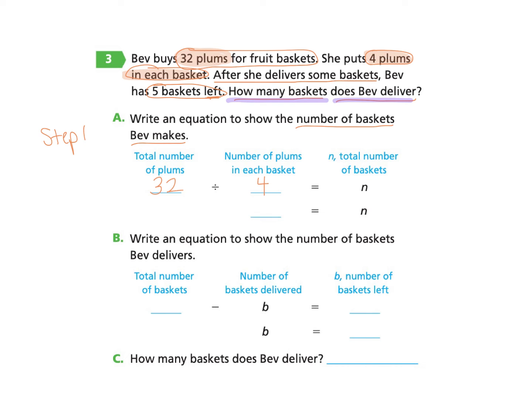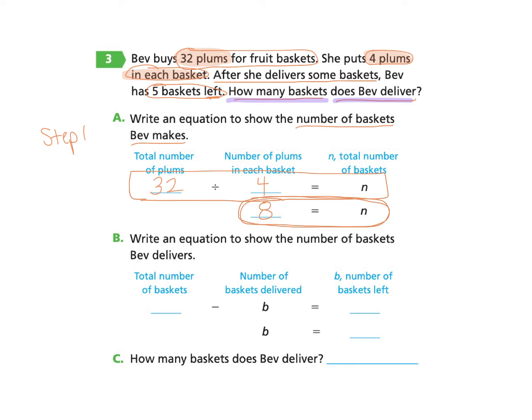We have created our division equation of 32 divided by 4 equals n, our unknown number of baskets. If you'd like to pause and do this division problem, you may. And when you come back, you will confirm that your answer should be 8 because 32 divided into 4 parts is 8. So our unknown number of baskets, n, the answer is 8 baskets.